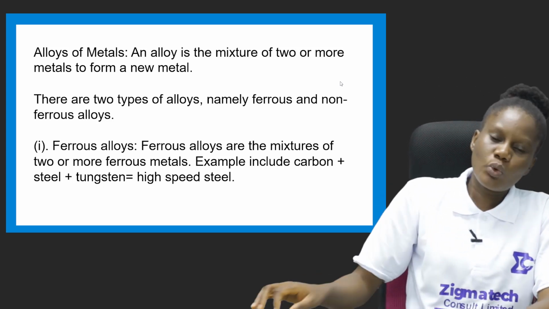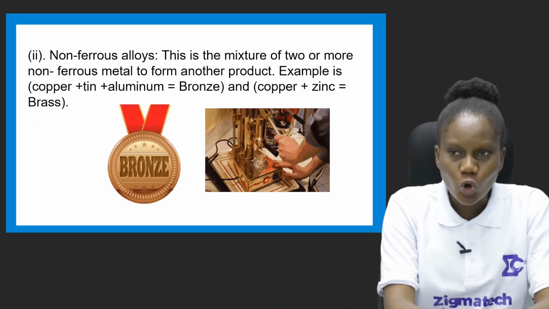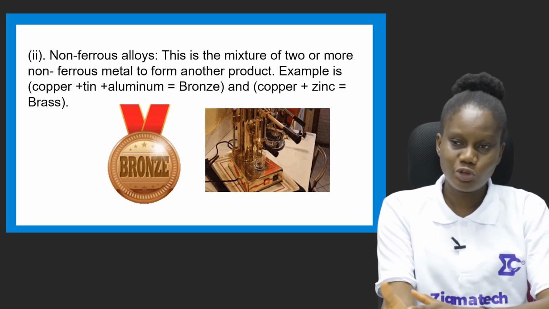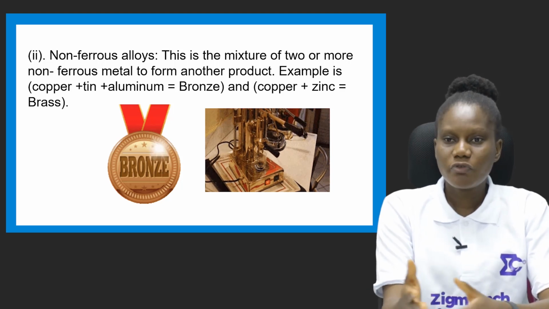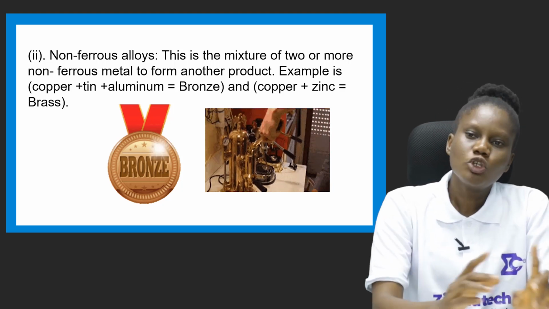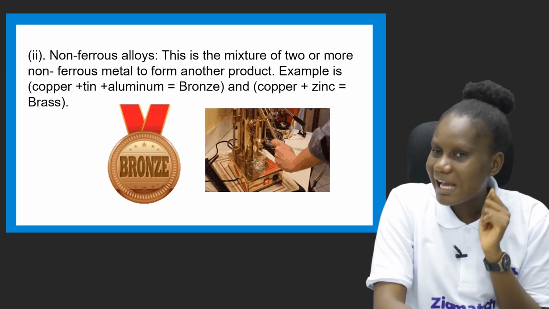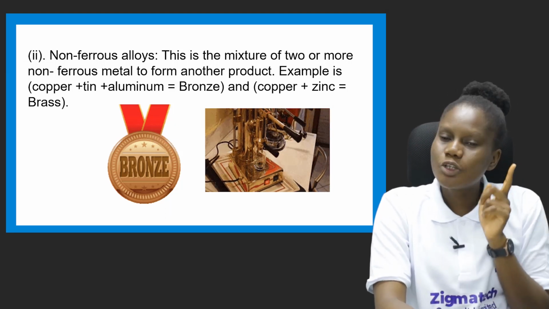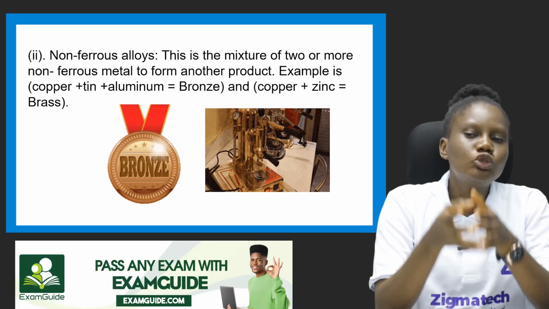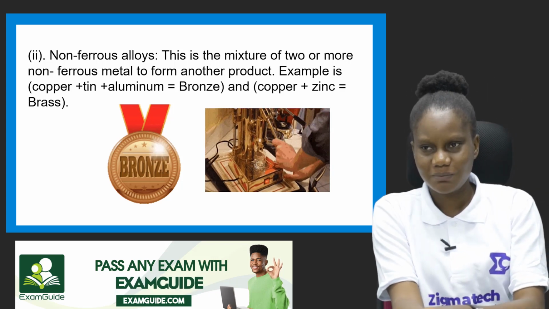So we have the second group, which is the non-ferrous alloys. This is the mixture of two or more non-ferrous metals to form another product, just like you have for your ferrous alloys. Maybe I should quickly remind you, remember that ferrous metals contain iron, while non-ferrous metals do not contain iron. That means you are mixing two or more metals that do not contain iron to form your non-ferrous alloys.